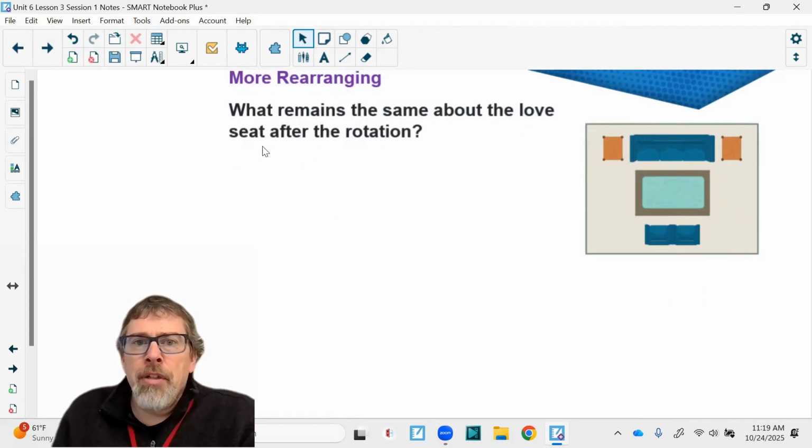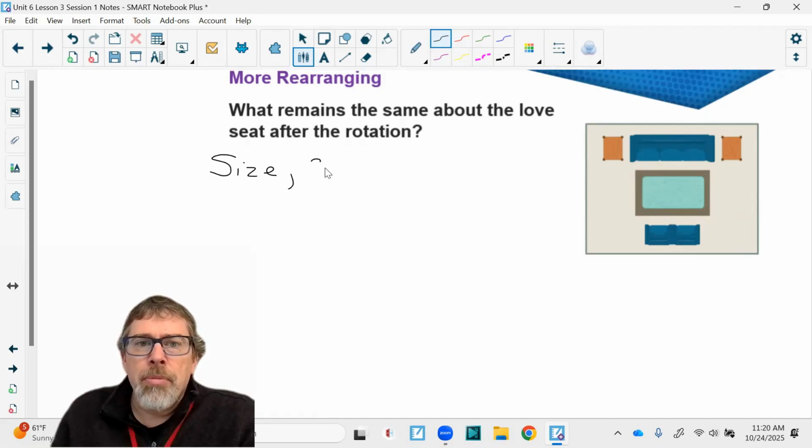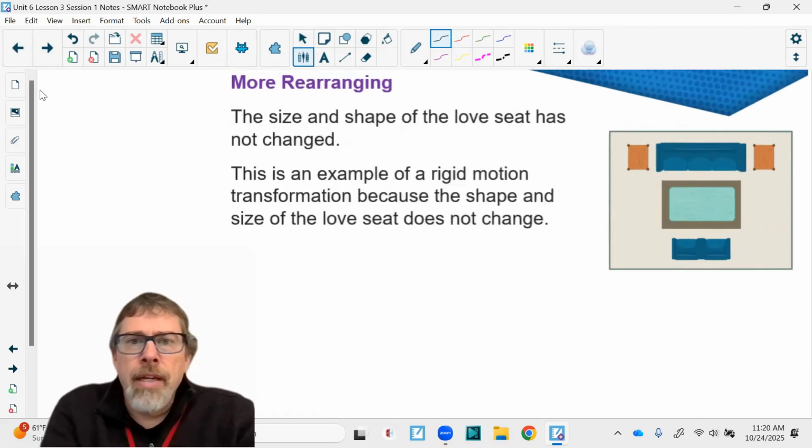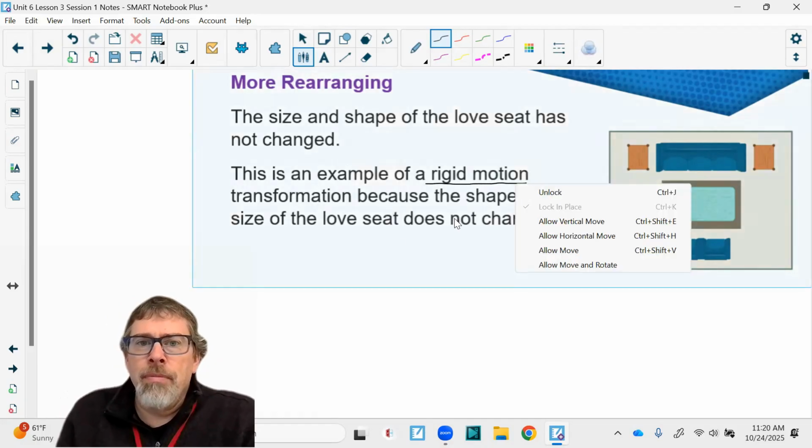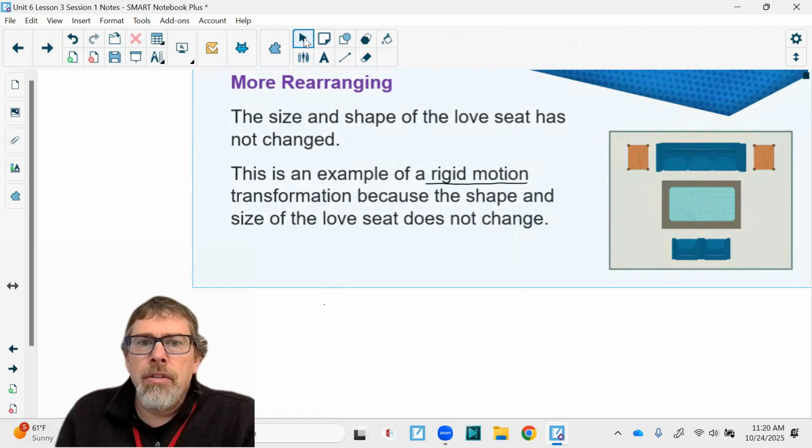What remains the same about the love seat after the rotation? Well, size. Still a love seat. It's not a couch. It's not a chair. And shape. Size and shape do not change. What changed was the location and the orientation. It was facing this way, now it's facing this way. So the orientation also changes on a rotation. The size and shape of the love seat has not changed. This is an example of a rigid motion transformation because the shape and size of the love seat does not change.